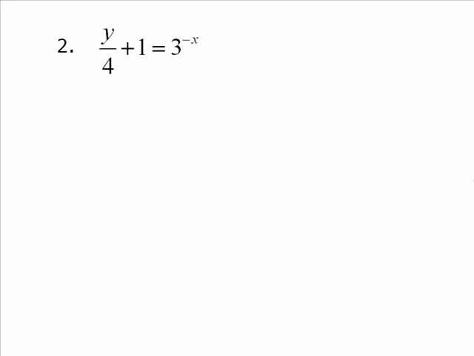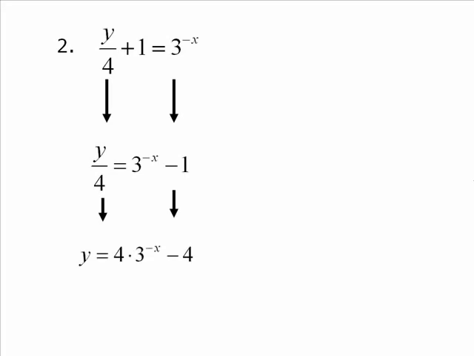Now I need to manipulate this one. Got to get that 1 over on the other side, or I should do so at least. So y over 4 is equal to 3 to the negative x minus 1. And now, a very important step. I need to clear that denominator, the 4. So I will multiply all terms by 4. And that will give me y is equal to 4 times 3 to the negative x minus 4.